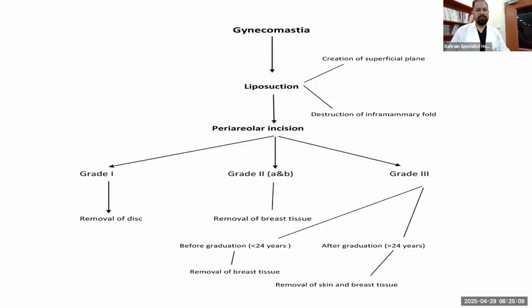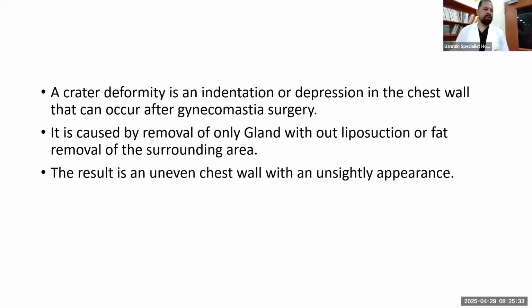So this is the algorithm for gynecomastia. You need to do liposuction and periareolar incision. Grade 1 is removal of the gland. Grade 2 is removal of the breast tissue, liposuction and gland. Grade 3 is removal of fat and gland. And if it is more, then we need to excise the skin. As I have shown, we need to excise entire skin and go for free nipple graft.